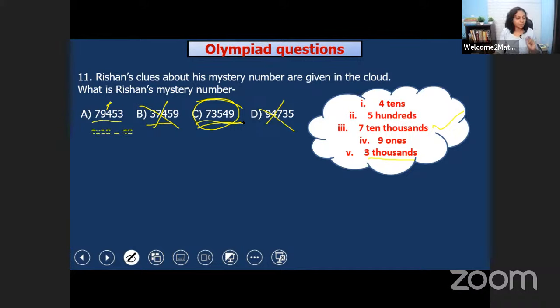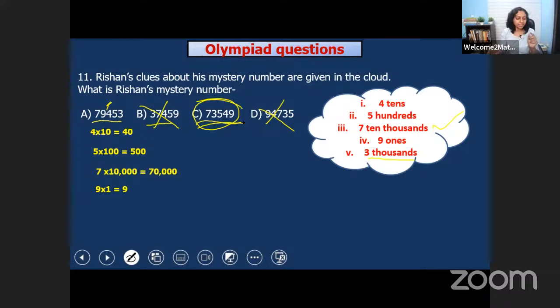4 tens means 4 into 10. Okay, it's 40. Next is 5 hundreds. That means 5 into 100, so it's 500. Next is 7 ten-thousands, meaning 7 into 10,000, so it's 70,000. Now next is 9 ones. 9 ones means 9 into 1, so it's 9. Got it?